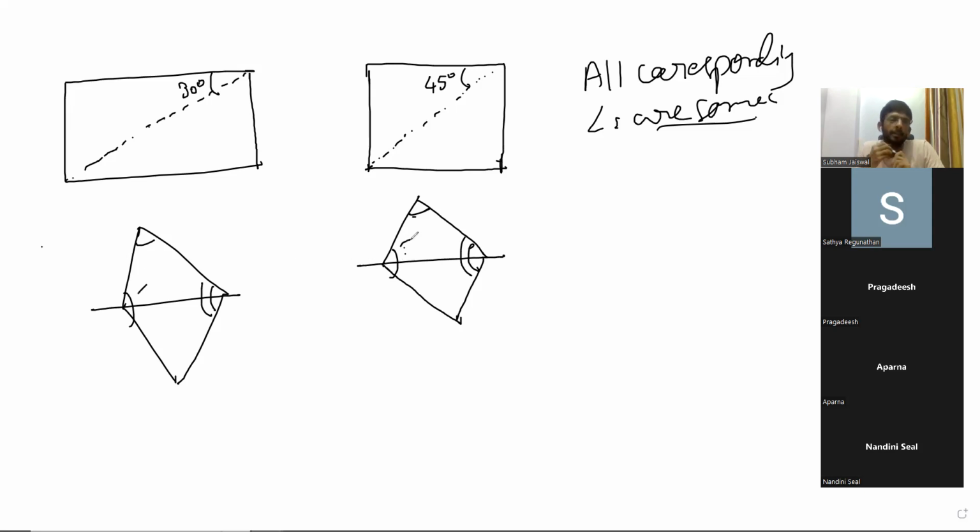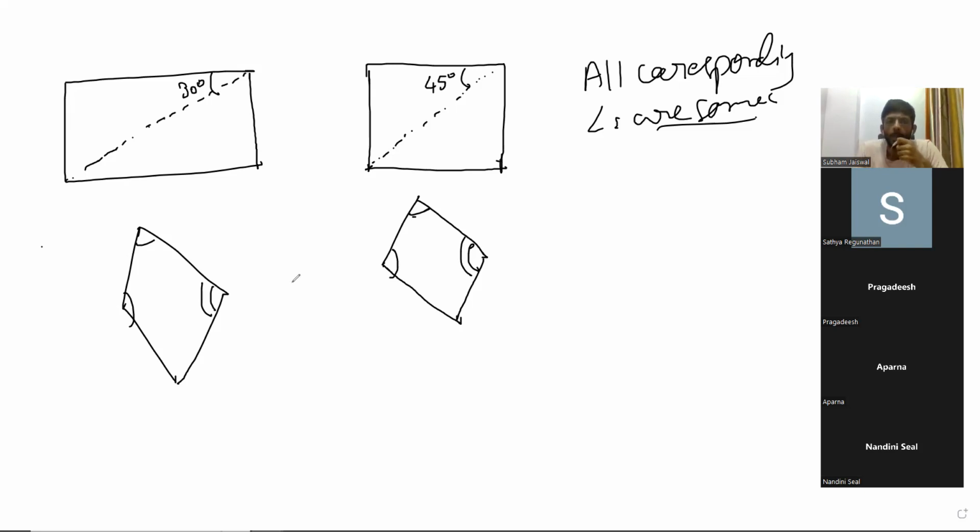But what more conditions can we add? Anyone? Some condition that you can add so that it becomes similar, so that the ratio of the sides becomes the same. Some small addition we can make to this.